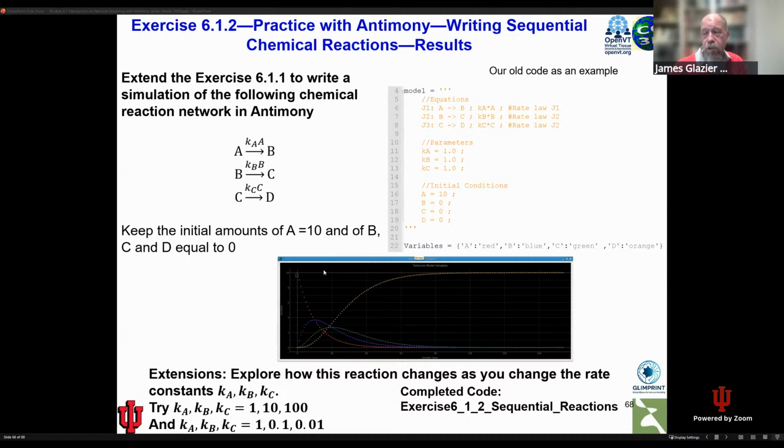So here's what I found when I ran this simulation. As I mentioned, if you try other rates, here's K1, Ka, Kb, Kc all equal to 1. People have shown 10, 100, and 0.1, 0.01 as well.